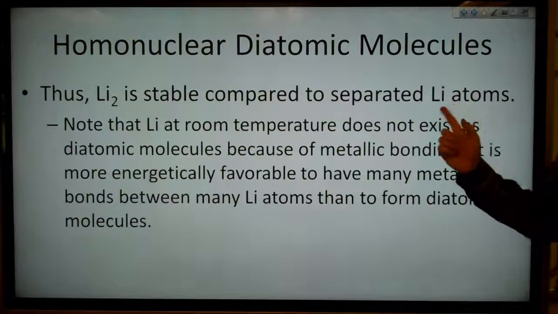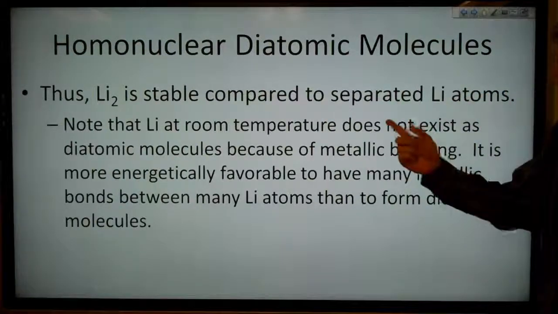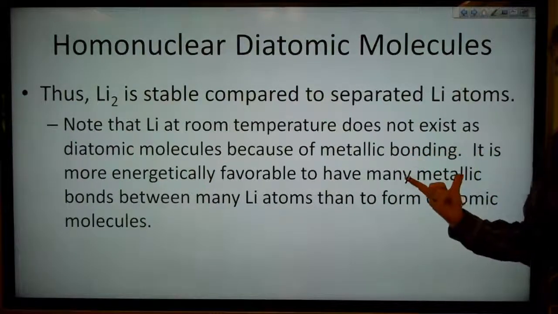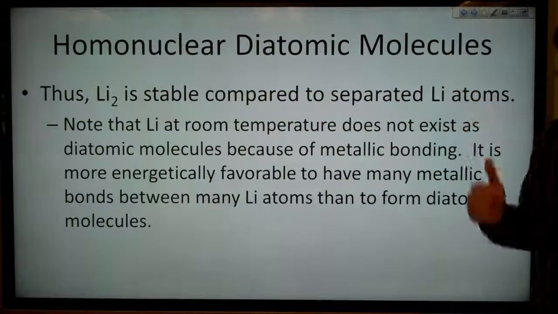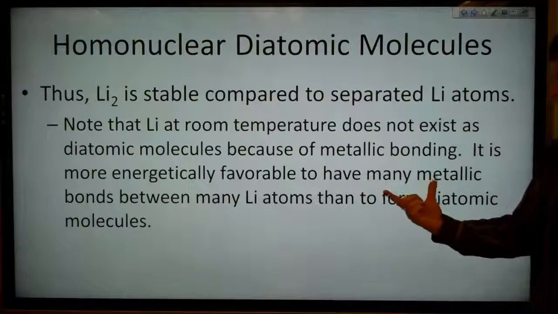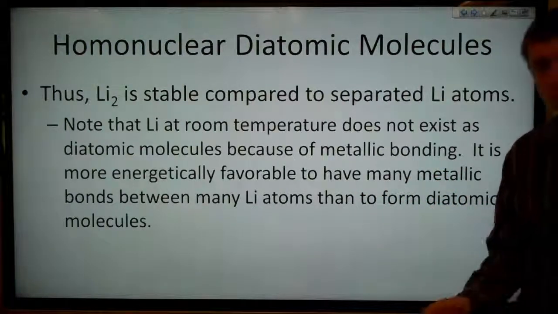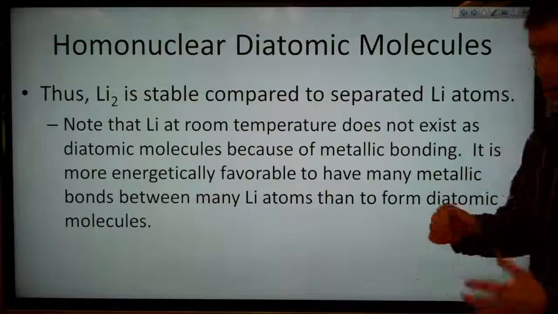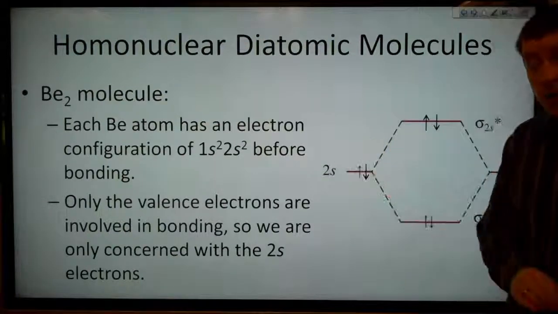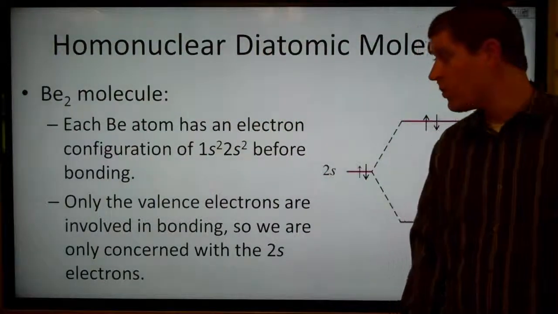It is, in fact, a stable diatomic molecule compared to separated lithium atoms. But at room temperature, lithium doesn't actually exist as diatomic molecules because of the metallic bonding. Metallic bonding is actually stronger than this covalent bonding would be. And so it's more energetically favorable to have many metallic bonds between many lithium atoms and not to form these diatomic molecules. So we actually see lithium existing as a metal in the solid state, and not as diatomic molecules. But diatomic molecules are still more energetically favorable than separated lithium atoms would be.